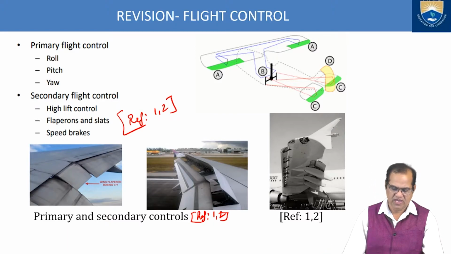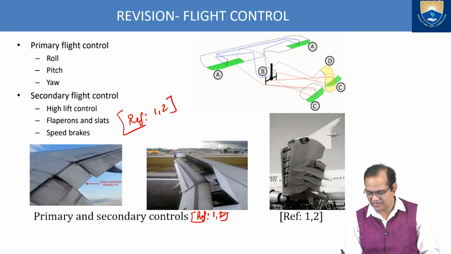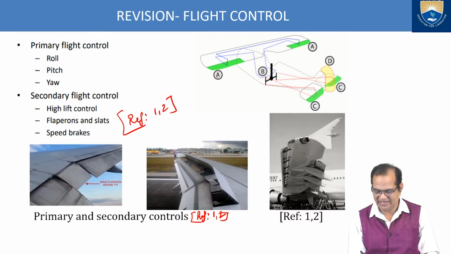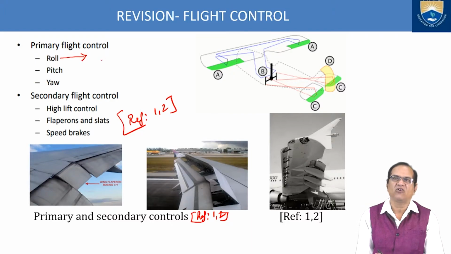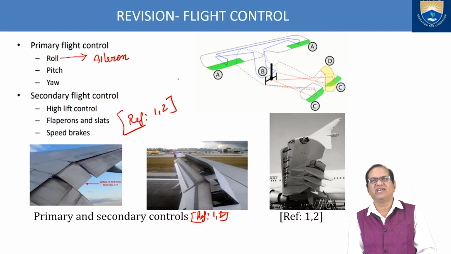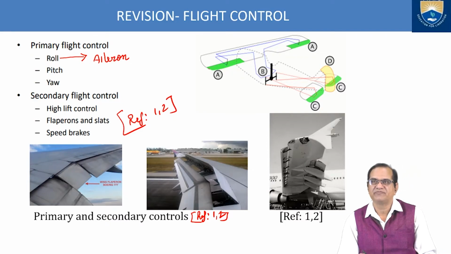So primary flight control has roll, pitch and yaw. I have shown this diagram here. If I want to roll, I will first discuss the roll. The main control for the roll is the aileron. And what is the location of the aileron? Ailerons are situated at the wing tip, not at the root, at the trailing edge.